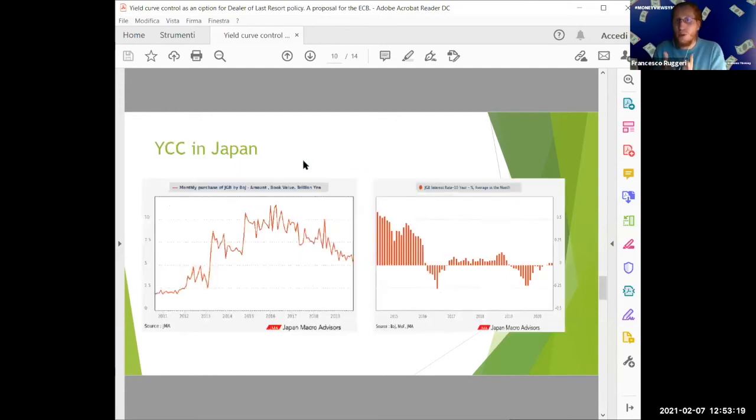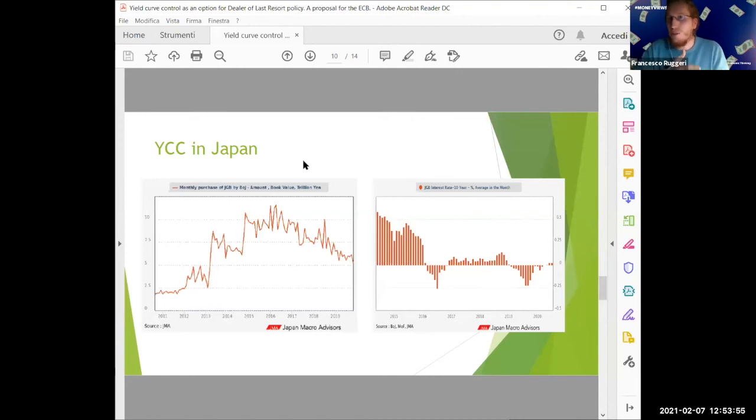And this is what happened since 2016 to the purchases of government bonds by the Bank of Japan and the yield. Basically, we have a decline of the purchases since 2016, and the yield was fixed almost at zero. So basically, the yield curve control allows the Bank of Japan to fix the yield with fewer purchases than a normal quantitative easing program. So now we can discuss about it.